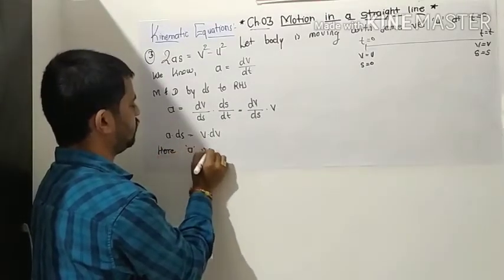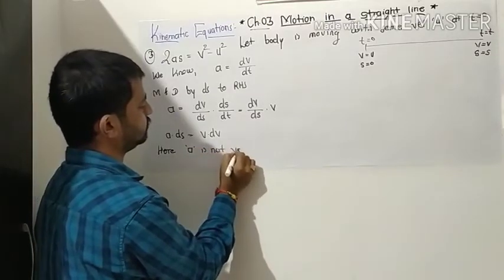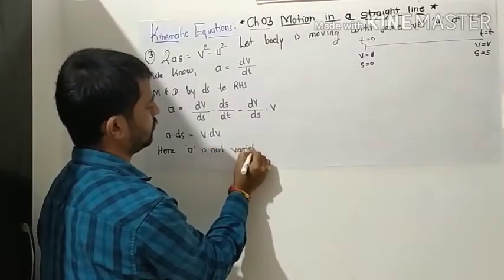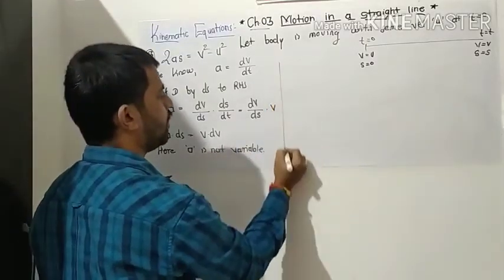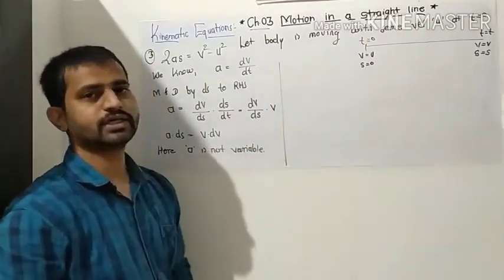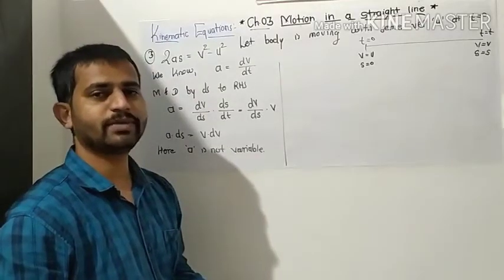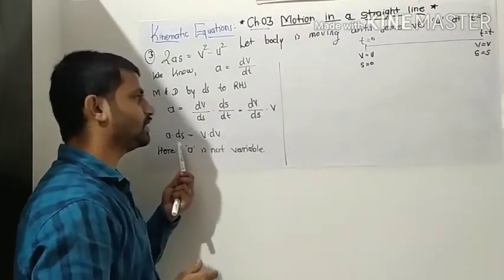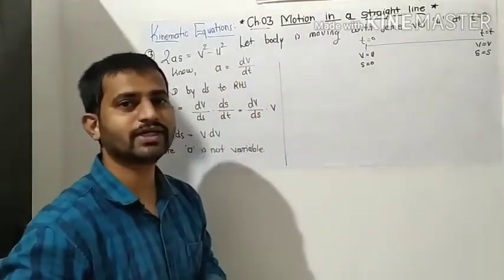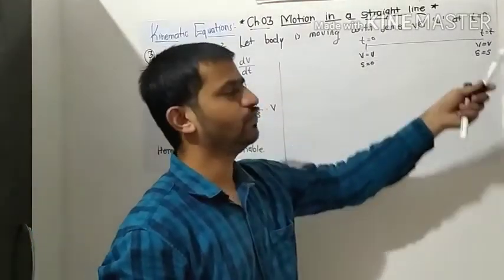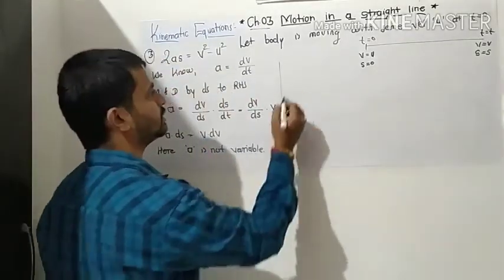Here a is not a variable, and we have to apply the limits to this equation. What is the limit for s? s is from 0 to s, and for the velocity it is u to v. So let us apply the limits.